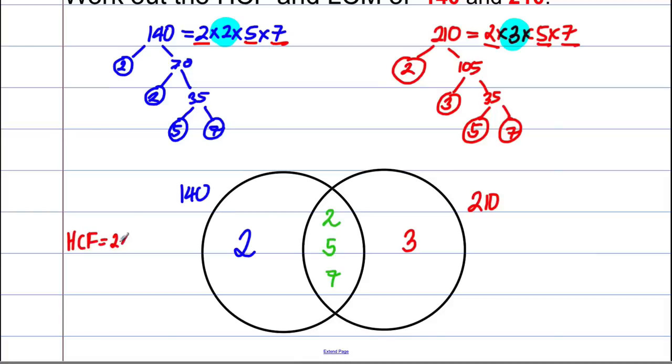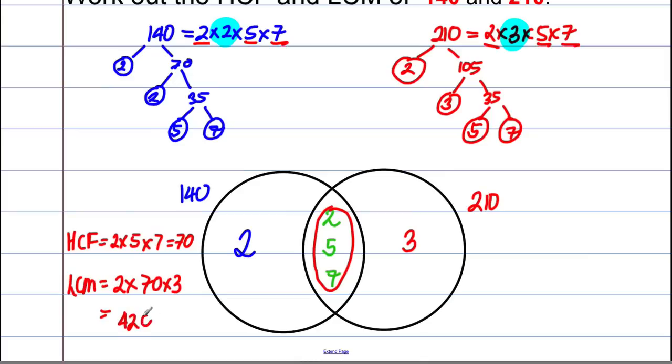So therefore, the highest common factor is going to be 2 multiplied by 5 multiplied by 7, which is equal to 70. And the lowest common multiple, that was all these multiplied together, is going to be everything multiplied. So 2 multiplied by what we had here, which was 70, multiplied by the 3, and the lowest common multiple is going to be equal to 420. And we're done.